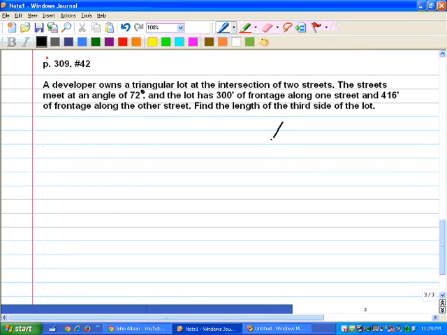We can do this by drawing a triangle. Two streets meet at an angle of 72 degrees. It's a triangular lot. One side has 300 foot of frontage. The other side has 416 foot of frontage. We need to find the missing side. Let's label our triangle ABC like we've been doing. That means our missing side would be side A. The 300 foot side would be side B, and the 416 foot side would be side C.